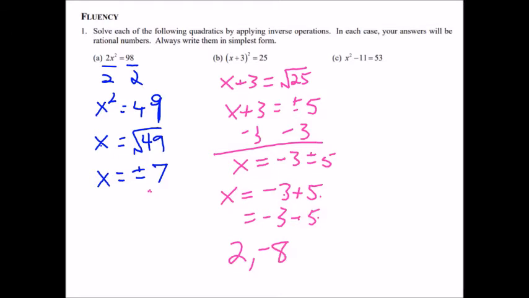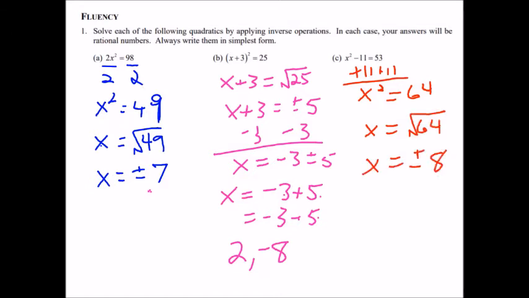All right, for over here, because this isn't in parentheses, I'm going to add 11 to get x squared equal to 64. Square root of 64, so my answer here will be plus or minus 8.